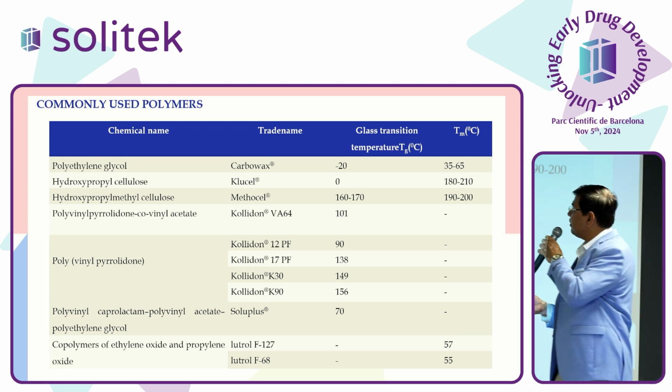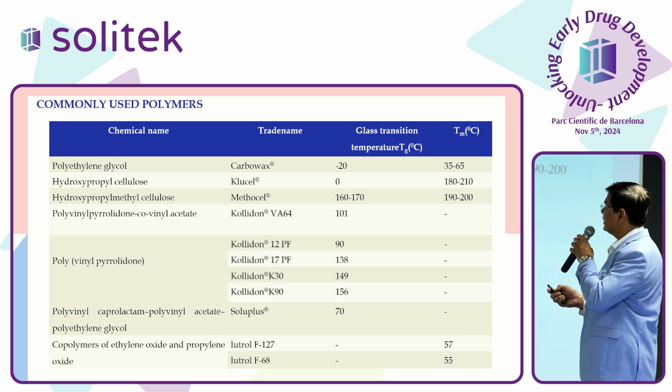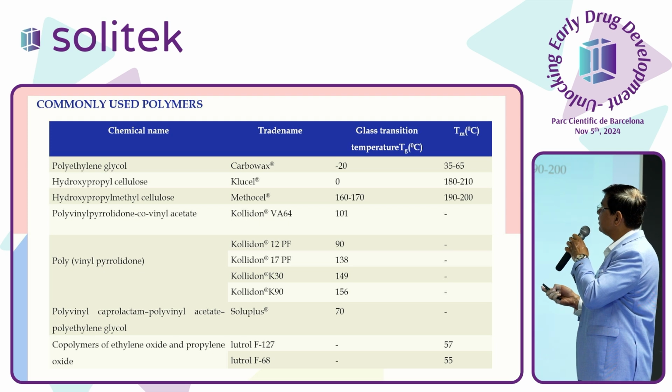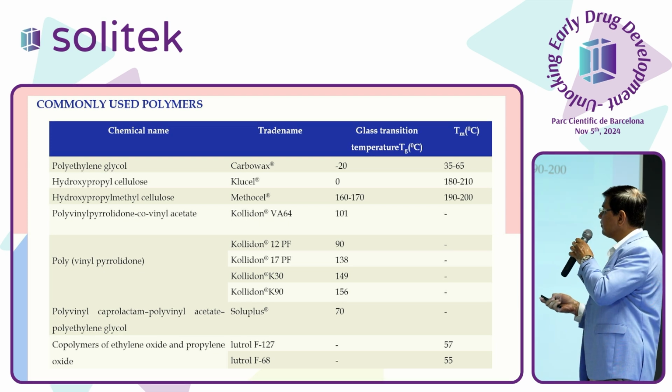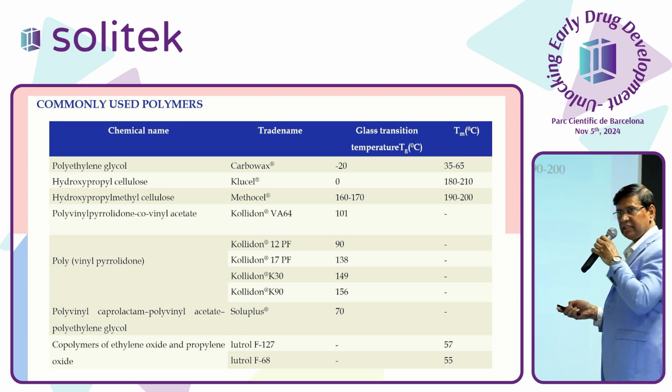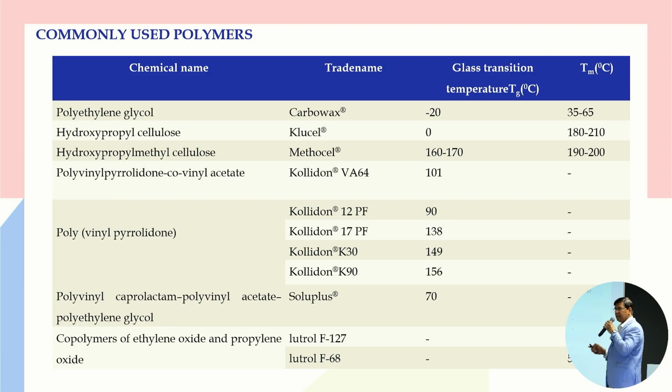Here are some commonly used polymers. Generally, they are recommended for hot melt extrusion and 3D printing. For example, polyethylene glycol, HPC, Klucel, but there are different grades, so you need to select the proper grade, because as I said, the melt viscosity is important. So higher viscosity polymers are not recommended for hot melt extrusion. Then PVP, and copolymers of ethylene oxide and propylene oxide, like Lutrol F127 and Lutrol F68, are nowadays quite popular because of their simplicity and ease of use.